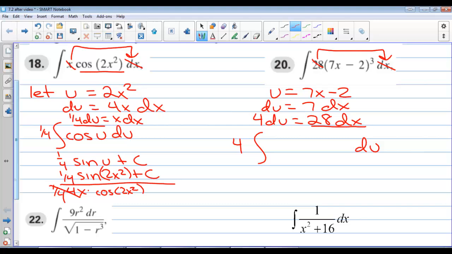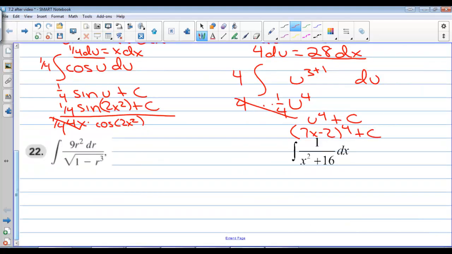And then we have not 7x minus 2 to the third, but we have u to the third, which is 4 times, I add 1 to the power, u to the fourth, but then times 1/4. Well, those are going to cancel each other out. I got u to the fourth plus c, and so I eventually have 7x minus 2 to the fourth plus c. Imagine if you took the derivative. You'd have 4 times 7x minus 2 to the third, but then times the derivative of the inside, which would be 7. And you get 28 out on the outside. Questions on that? Let's keep rolling then, so we can get to the homework.